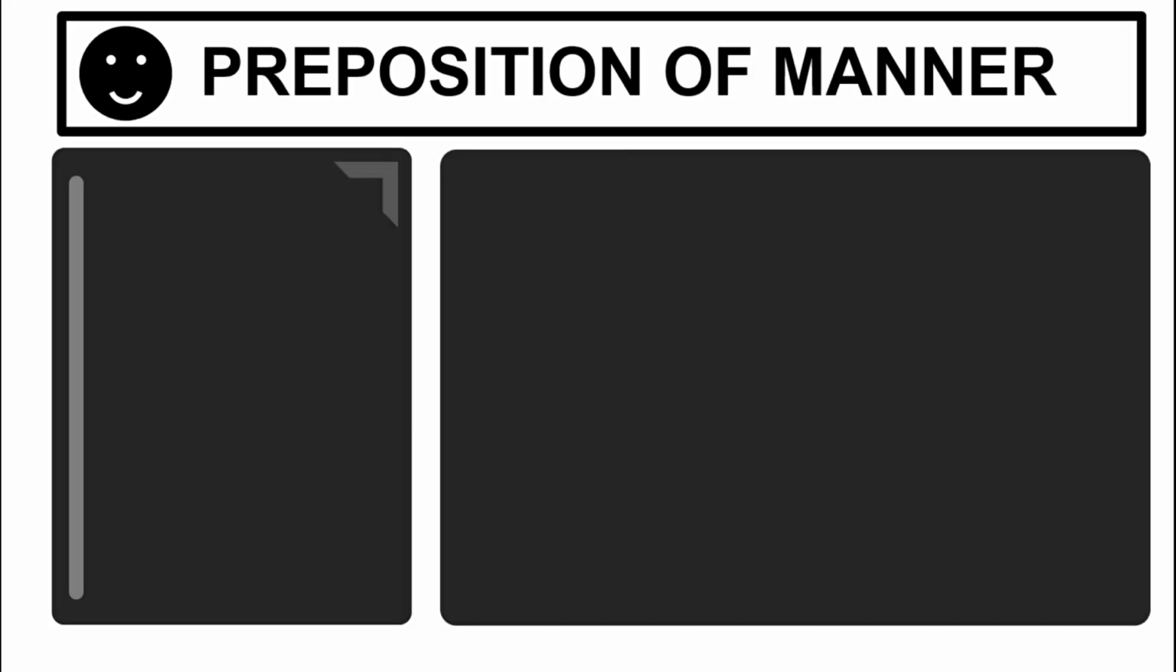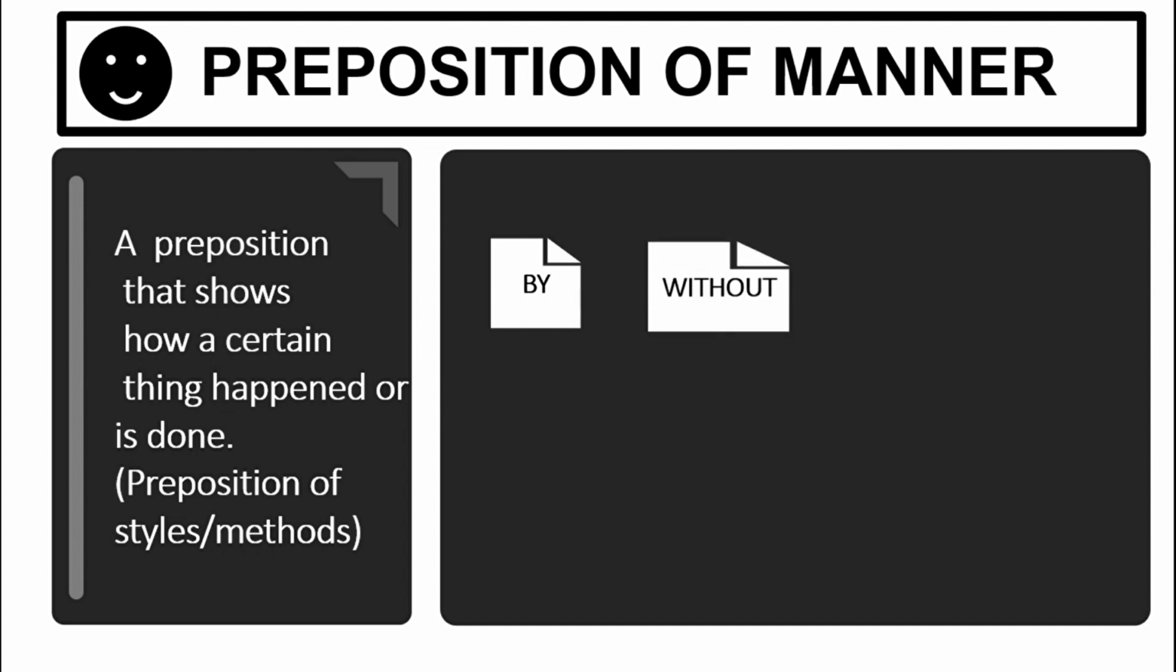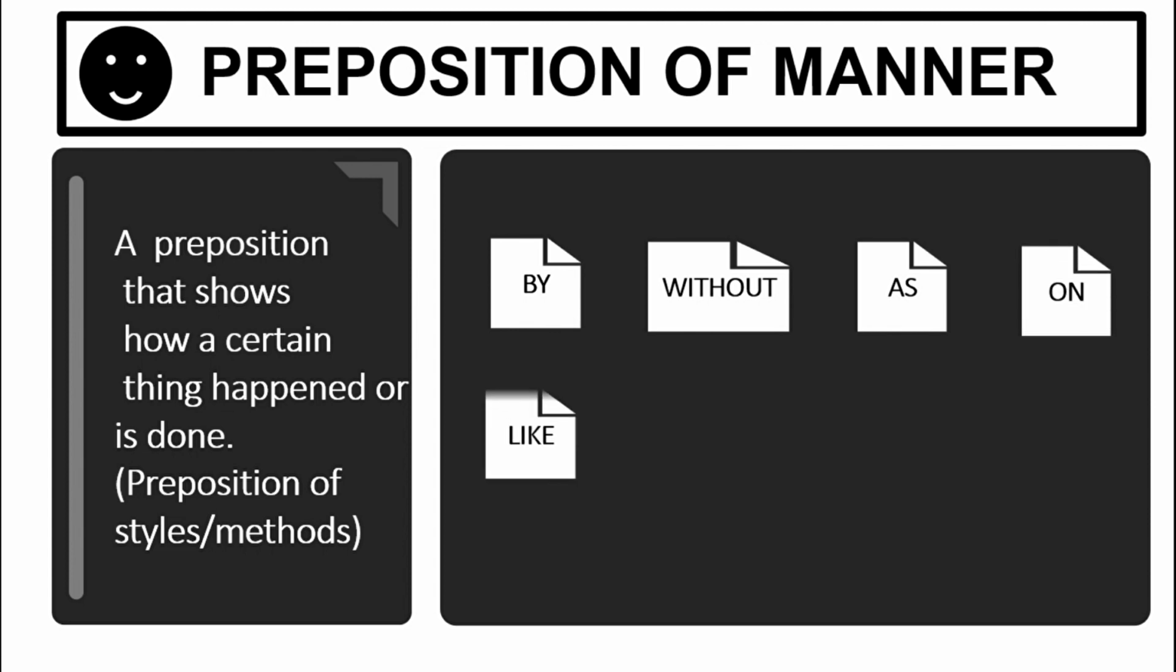Moving to the second type, that is preposition of manner. Now preposition of manner shows you how a certain thing happened or is done. Basically the manner in which something is done, or the method in which something is done. So we have words like by. By is used to show the measurement, with and without for accompaniment, as for showing the capacity or designation. On is again to show the method or manner, just like we have in.